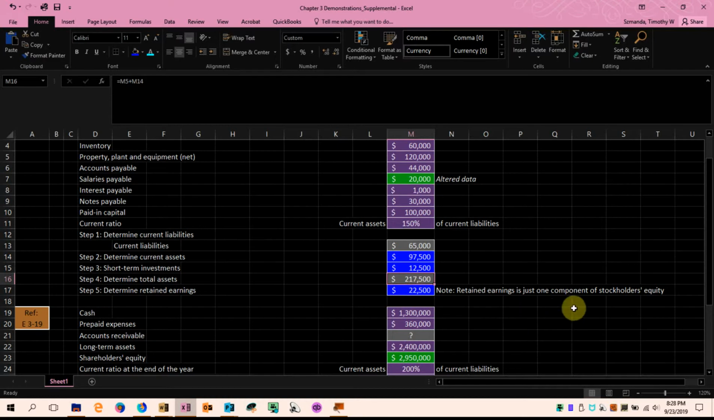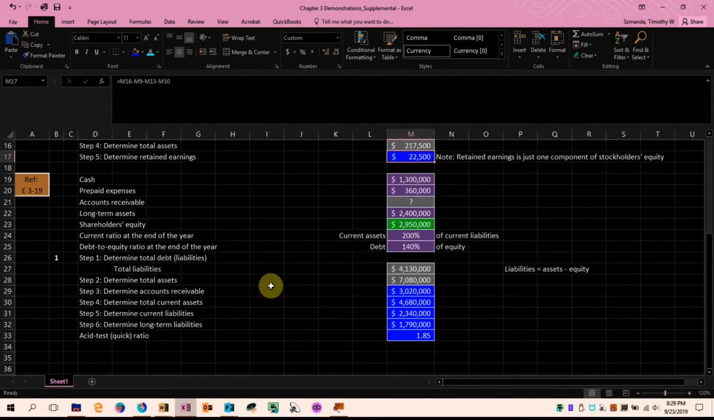And there's a note here that I have that please remember that retained earnings is just one component of stockholders' equity. If they give us, for example, the paid-in capital of $100,000, we can then determine total equity and then simply deduct the paid-in capital of $100,000. So we can take our assets minus our liabilities and then deduct the one component of equity, which is paid-in capital, and that leaves the other component of equity, which is retained earnings. So assets minus all the liabilities, less the paid-in capital, gives us the retained earnings, which is the second component of equity.